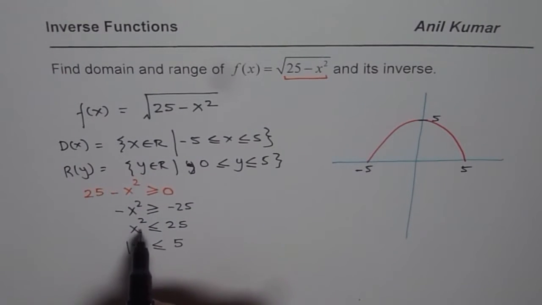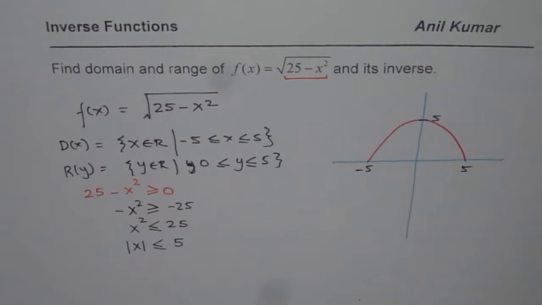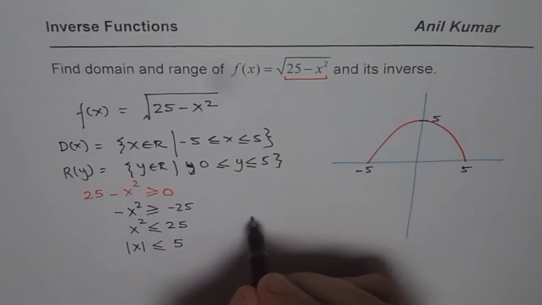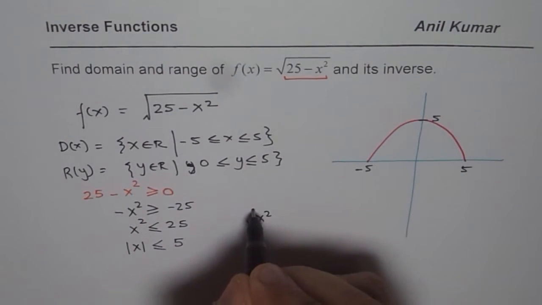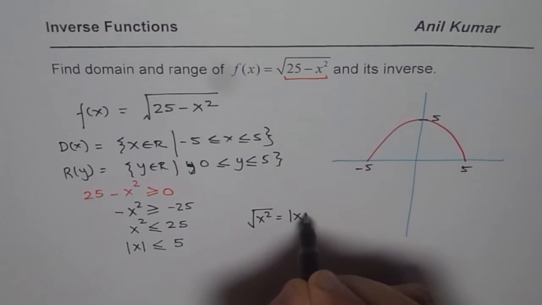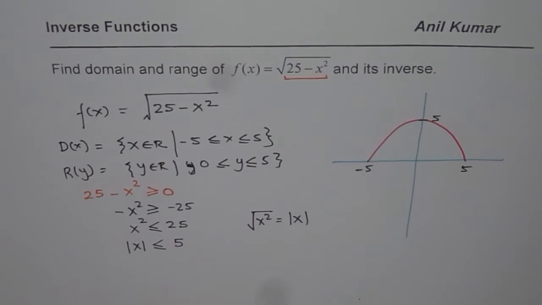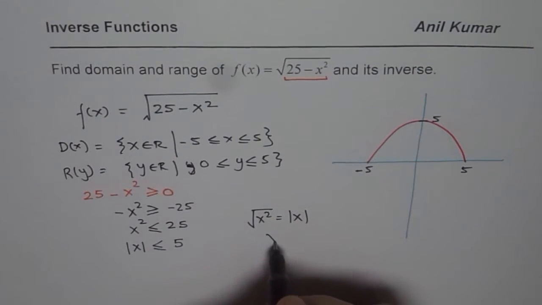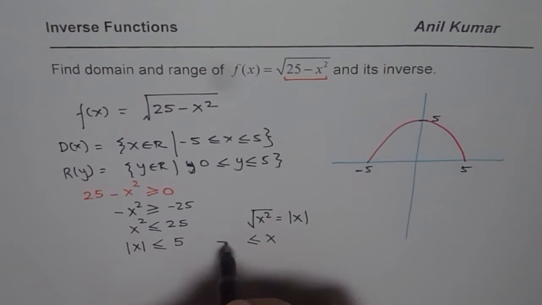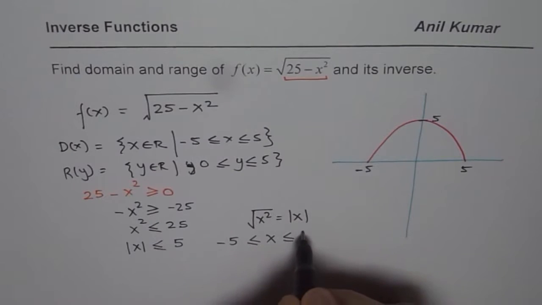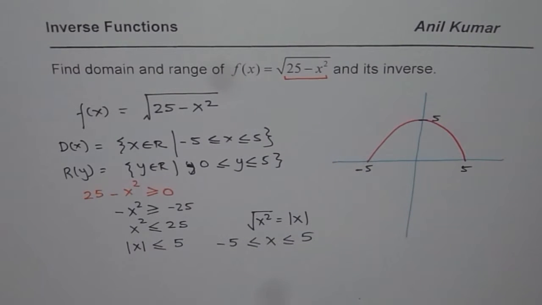Square root of x square is absolute x. Okay, remember that part. Square root of x square is not x. So when we do square root of x square, what we get is absolute x. So absolute x is less than or equal to 5, which really means that x is greater than or equal to minus 5 and less than or equal to 5. That is what it means, correct? So from here you get your domain. So that's another way of finding the domain.